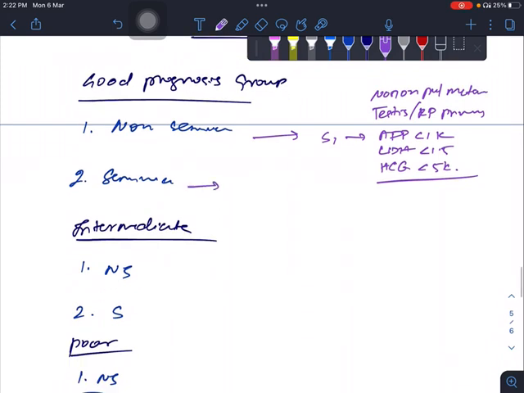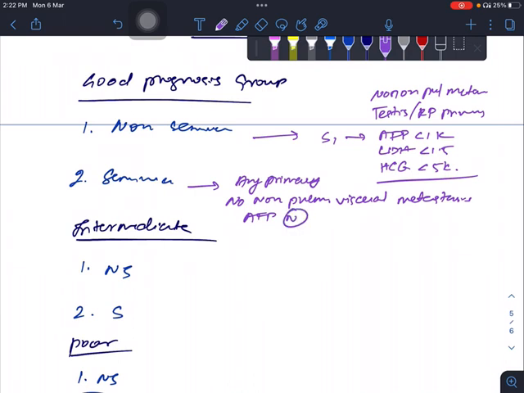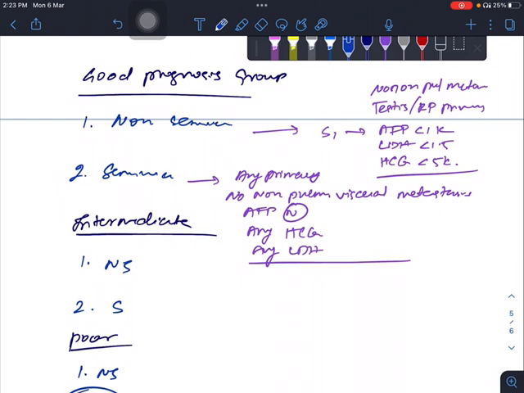For seminoma, any primary, whether it is testicular or retroperitoneal, and then there will be no non-pulmonary visceral metastasis. And here not all the tumor markers, only the AFP is normal, and any HCG, any LDH. Okay, these are the good prognosis group of non-seminoma and seminoma.